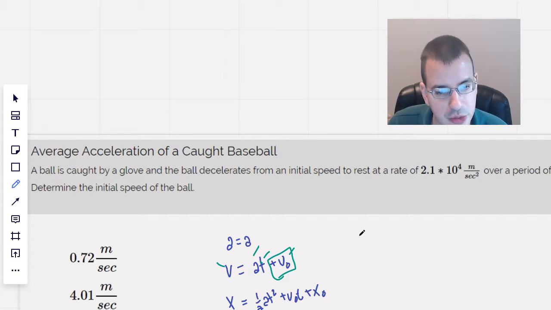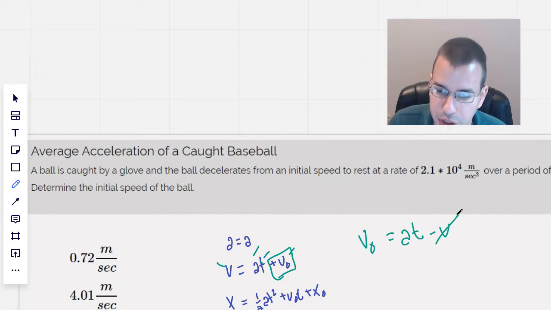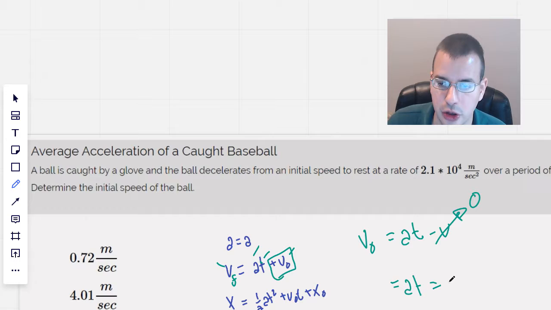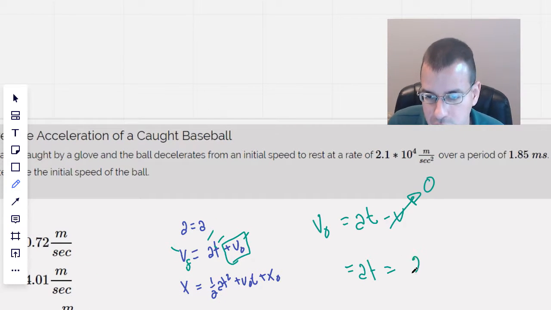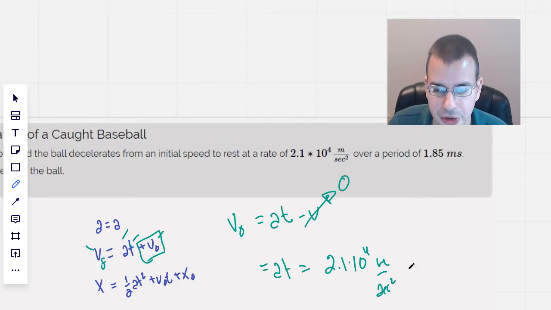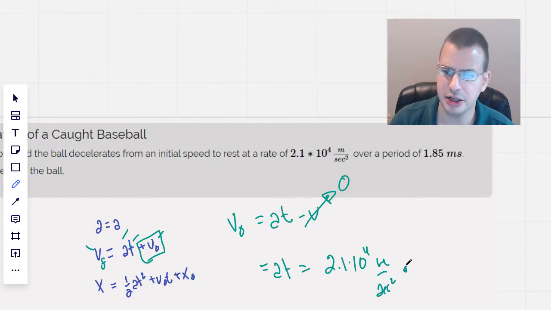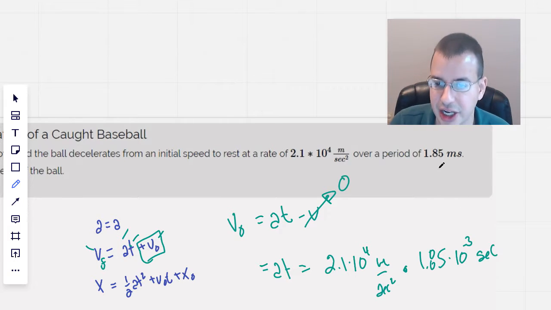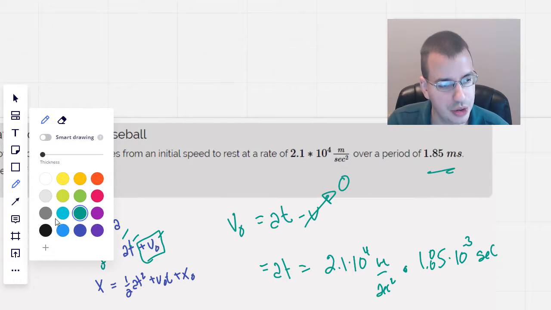Rearranging this, we have v naught equals at minus v, where the final v will be 0. So we do acceleration times time, which is going to be 2.1 times 10 to the fourth. I'm going to put in the meters per second squared here. I don't always do that, but I'm going to do it this time as a backup check to make sure that the dimensions work out correctly. Times 1.85 times 10 to the negative third seconds. And I just converted milliseconds into seconds.